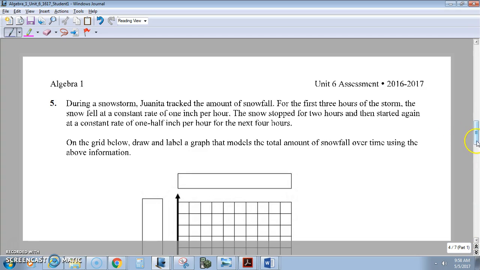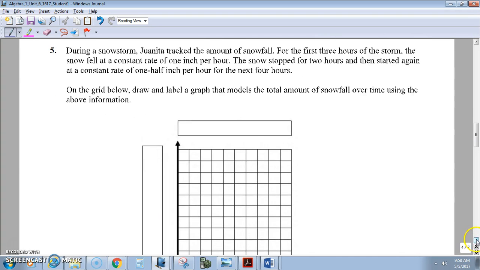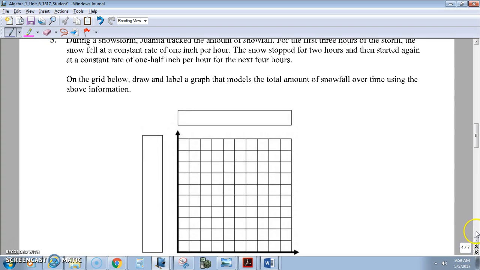During a snowstorm, Juanita tracked the amount of snowfall. For the first 3 hours of the storm, the snow fell at a constant rate of 1 inch per hour. The snow stopped for 2 hours and then started again at a constant rate of 1/2 inch per hour for the next 4 hours. On the grid below, draw and label a graph that models the total amount of snowfall over time using the above information.